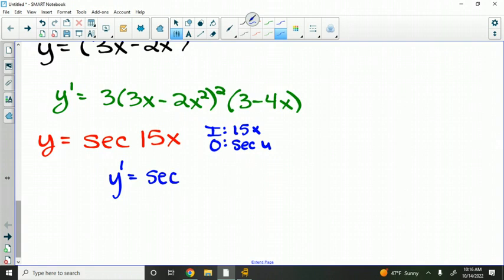Now again, trig has to be of something, and we're supposed to keep the inner. So we need to put a 15x with both of them. Because technically the derivative of secant x is secant x tangent x. But now we're keeping our inner, so make sure we put that 15x with both of them. And then times the derivative of the inner, which is 15. So there's our derivative there. Okay, let's try another trig one.